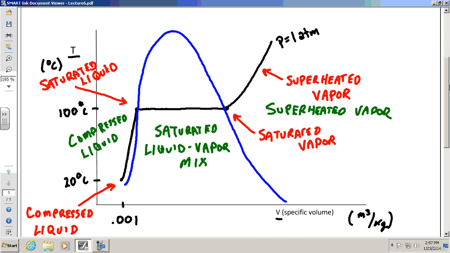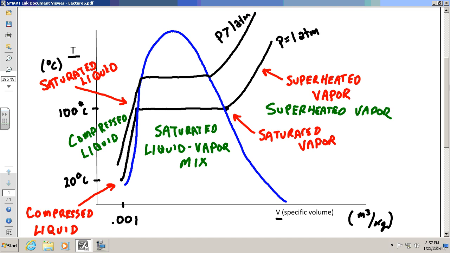One more thing I want to draw for you. What if the pressure were greater? Well, we would have another line of constant pressure. A greater pressure might look something like this. Okay? This would be a pressure greater than 1 atmosphere. I don't know exactly how much greater, because I just drew it arbitrarily, right?